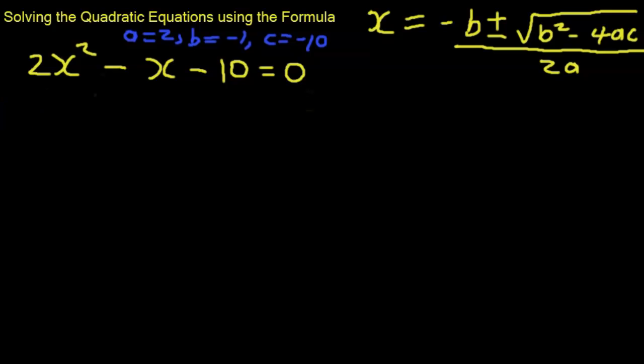And to play safe, one thing you could do to remind yourself is just remember x is 1x, and remember negative x is negative 1x. So b has a value of minus 1. And these are the values we plug into the formula.